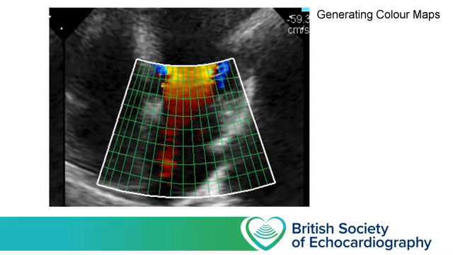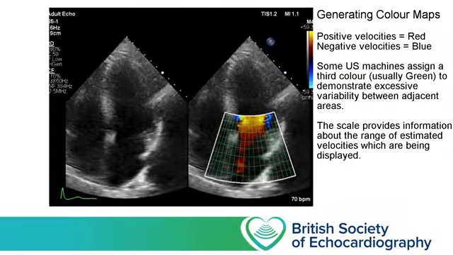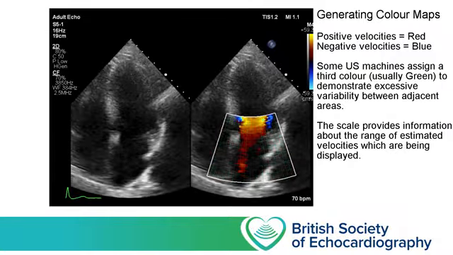By convention, positive velocities, i.e. velocities moving towards the transducer, are represented with a shade of red, whereas negative velocities or velocities away from the transducer are represented with shades of blue, with brighter shades representing faster velocities.